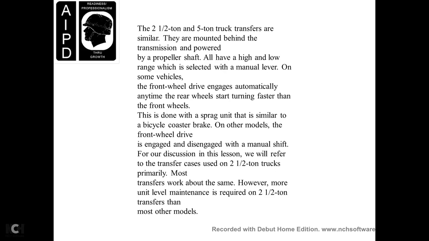The 2.5 ton and 5 ton truck transfer cases are similar, mounted behind the transmission and delivering power to the propeller shaft. They all have high and low range, selected with a manual lever. On some vehicles the front wheel drive engages automatically when the rear wheels start turning faster than the front wheels. That is done by a sprocket unit, similar to a bicycle coaster brake. On other models, the front wheel drive is engaged and disengaged with the manual shift.